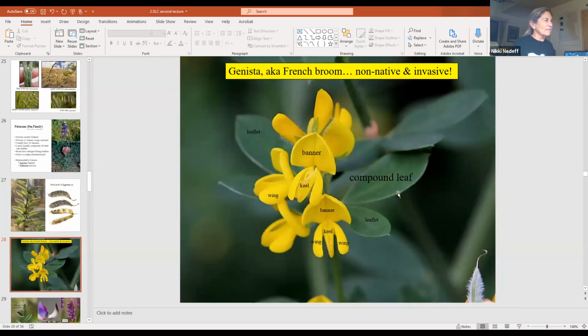Okay, back to the flowers. We all looked at sweet peas with their incredible fragrance coming on now. Here's a close-up of one of our non-native invasive weedy species that I know there's a lot of time spent on the preserve trying to eradicate. French broom in the genus Genista. It has classic pea family flowers.